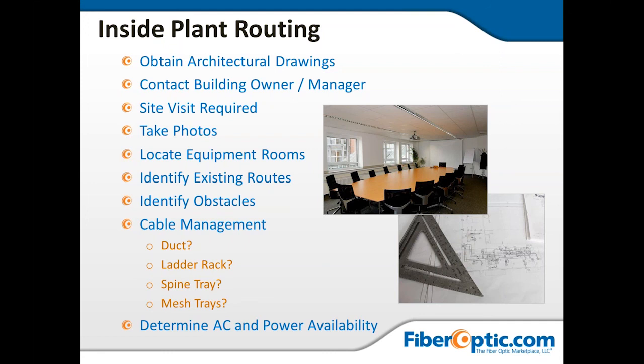Spine trays. A spine tray is, if you picture the old cartoons and you see the scenes in the desert with the rib cages of the dead animals out in the desert, that's exactly what a spine tray looks like. It's a long spine with ribs on it. It's hinged between segments, and it allows you to make curves and changes in elevation much more easily. Mesh trays give you an infinite amount of possible variations and customization, but they're a little more expensive and a little harder to install. And again, determine your AC and power availability for the rooms that you want to use.